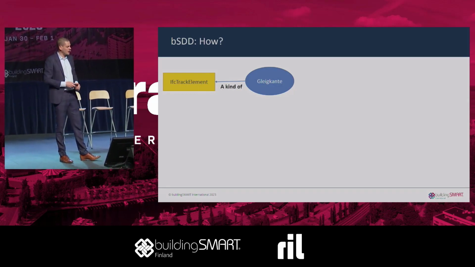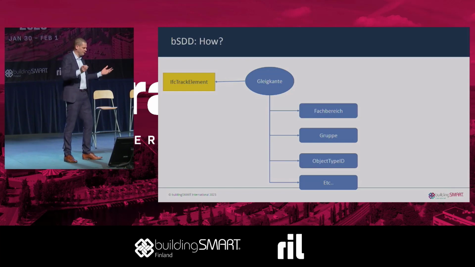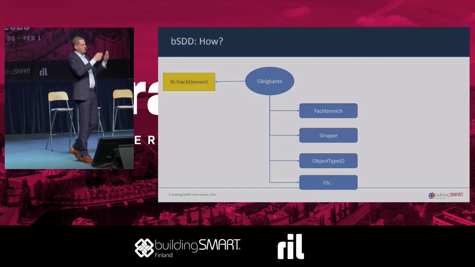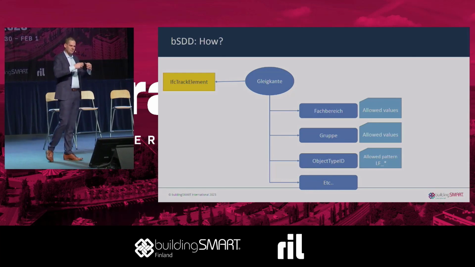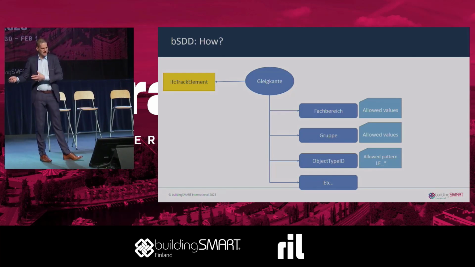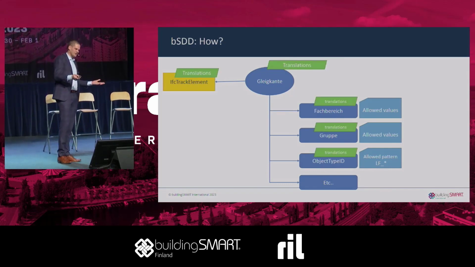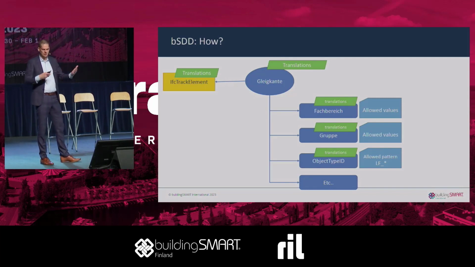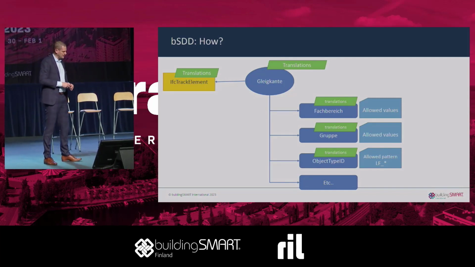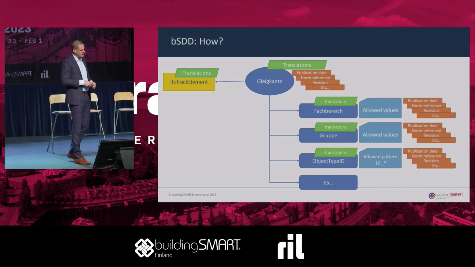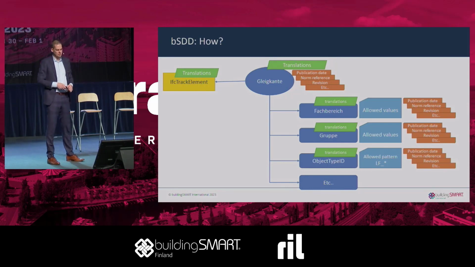And you can also add properties to it, like Fachbereich, Gruppe, object type ID, and a lot of other stuff. You can also restrict the values that are allowed for those properties, which is nice sometimes. You can add translations to it for people like me who don't understand what Gleichkante or Fachbereich actually is. And you can even add a lot of additional attributes and semantics to all of these properties as well.